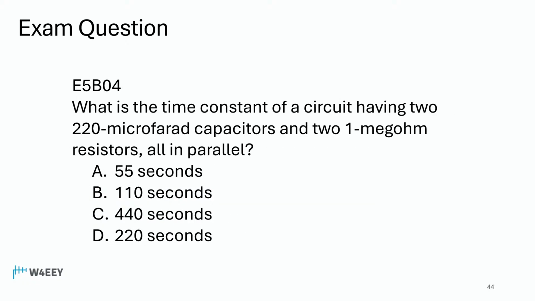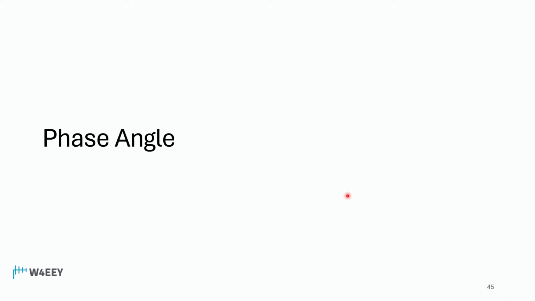Oh, except for this one. This one is equally easy. What is the time constant of a circuit having two 220 microfarad capacitors and two 1 megohm resistors all in parallel? Delta. Delta, 220, yep. The 220 appears here, it appears there. Nice to know how to do it, but I don't think anybody's going to bother. That one's so easy to pick out of the question.